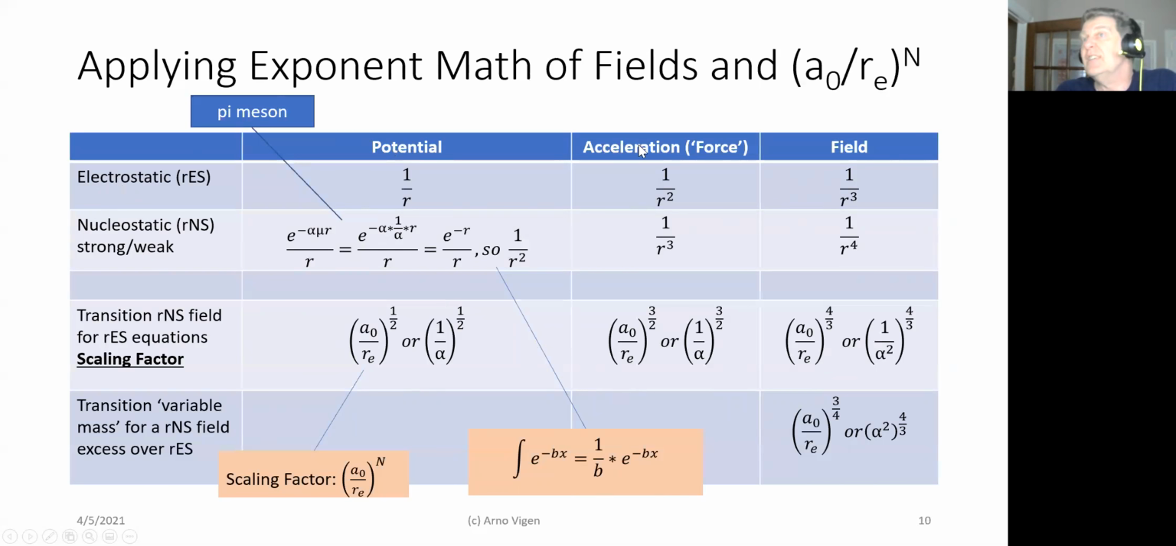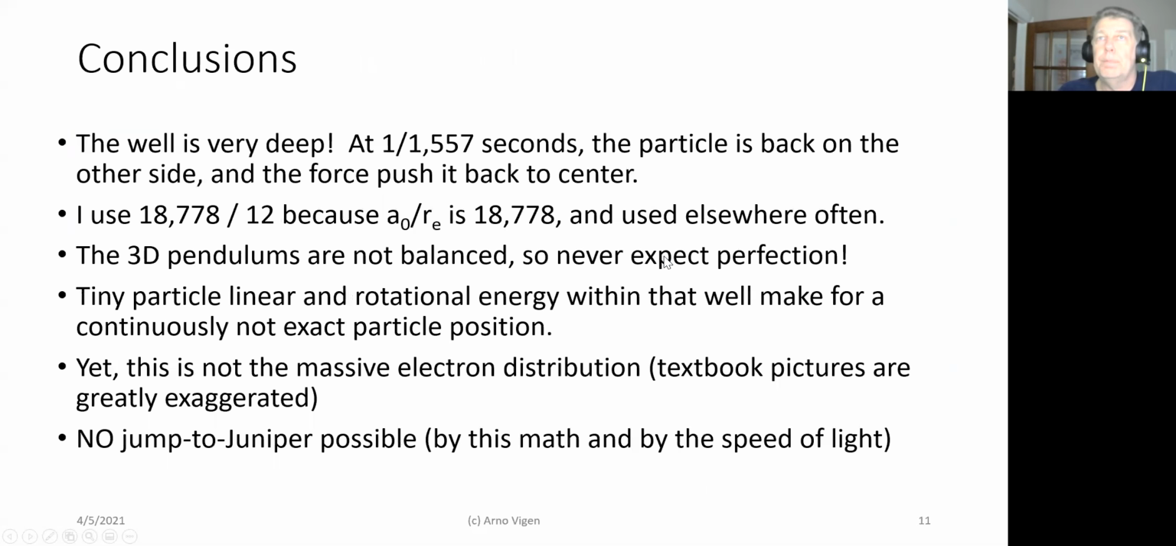There are potentials, accelerations, or forces, and fields. They're 1 over r squared and 1 over r3. As fields, they're 1 over r cubed and 1 over r4. And the ones that we're concentrating on is the balancing of the forces at 1 over r squared and the extra 1 over r at r cubed.